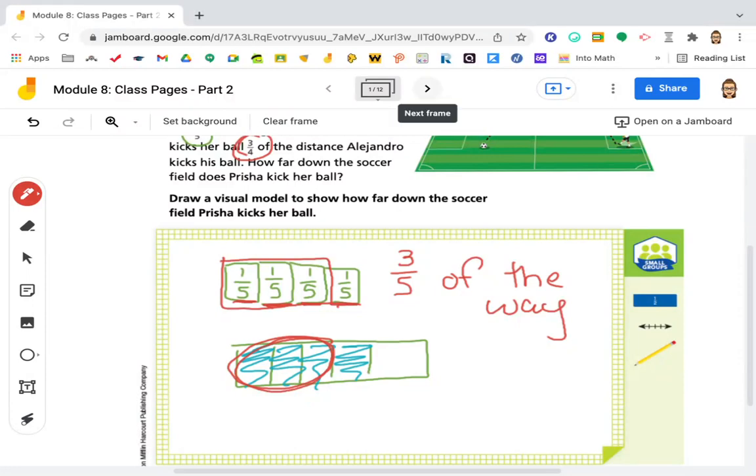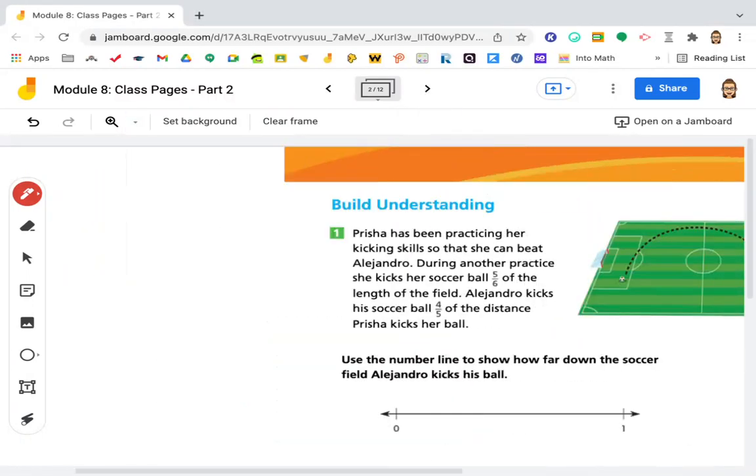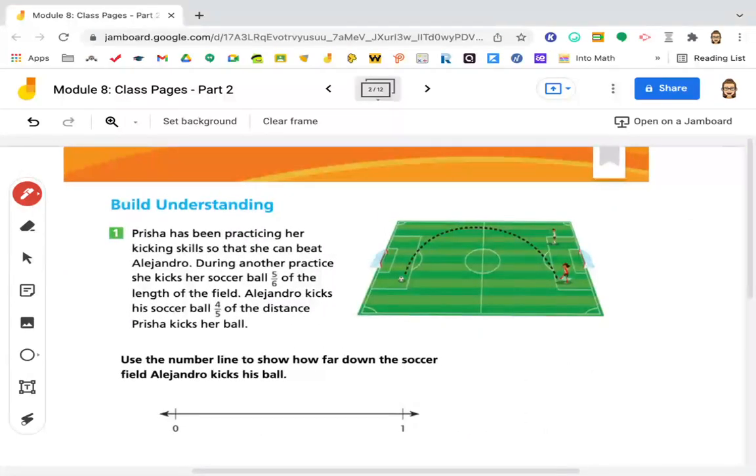So then the next page, it says Prisha has been practicing her kicking skills so that she can beat Alejandro. During another practice, she kicks her soccer ball 5/6 of the length of the field. Alejandro kicks his soccer ball 4/5 of the distance Prisha kicks her ball. Use the number line to show how far down the soccer field Alejandro kicks his ball.